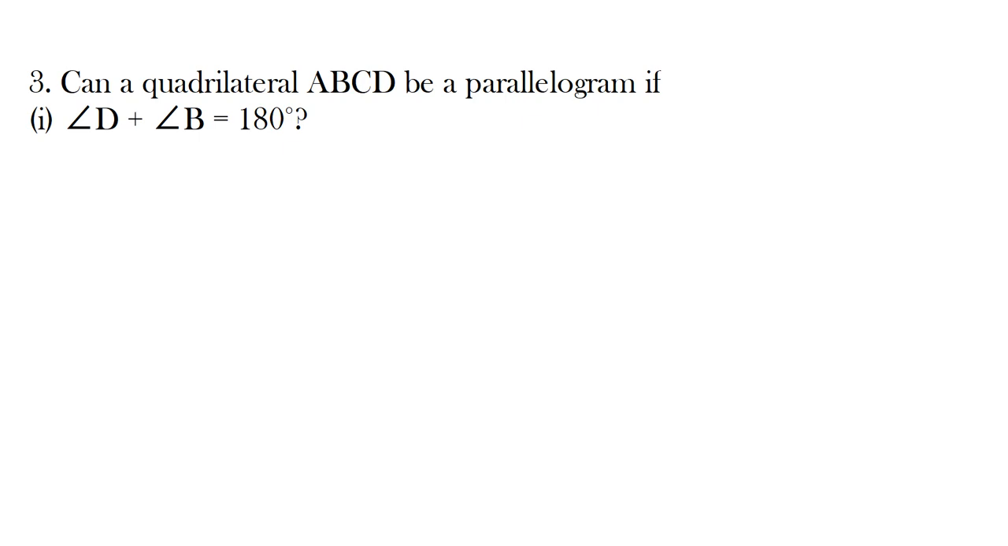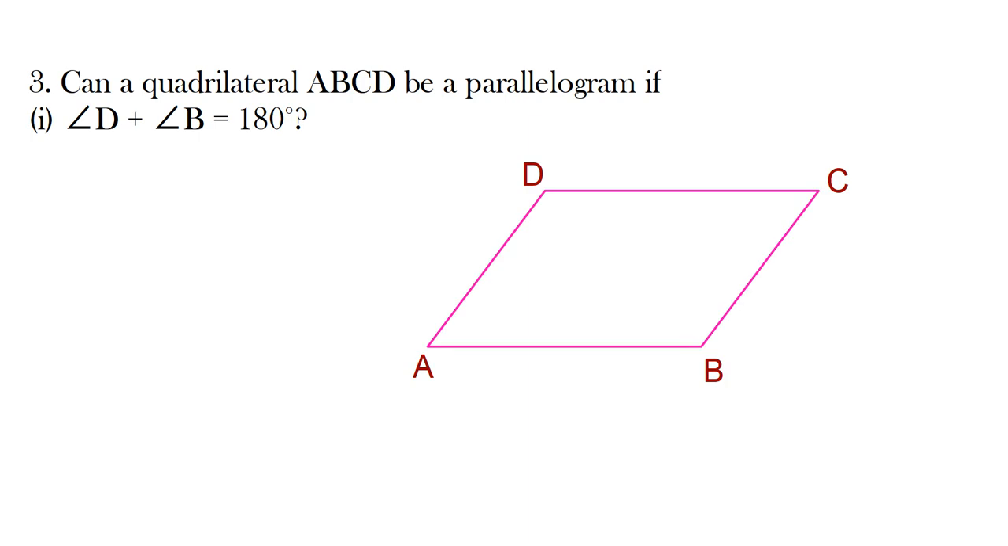Here is the next question. Can a quadrilateral ABCD be a parallelogram if angle D plus angle B is equal to 180 degree? Here angle D and angle B are opposite angles. So angle D plus angle B 180 degree means angle A plus angle C also should be 180 degree. So it can be a parallelogram, and it always need not be a parallelogram. So you can write can be a parallelogram but need not.